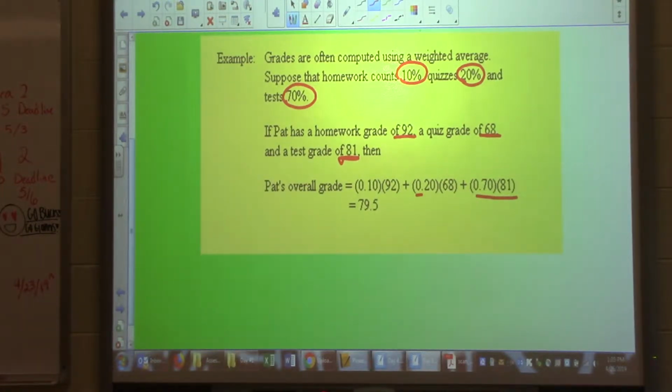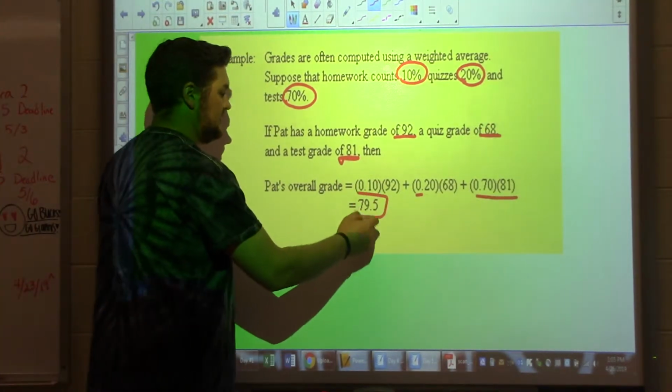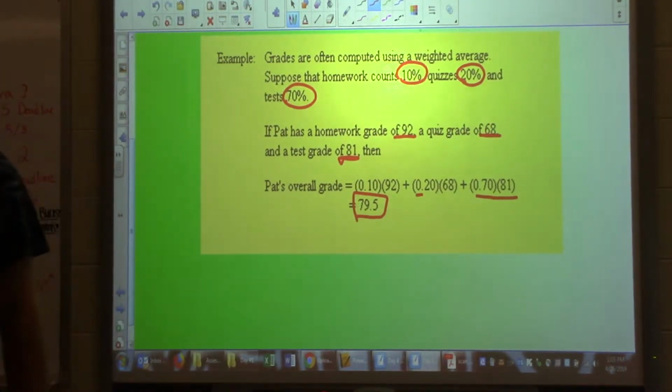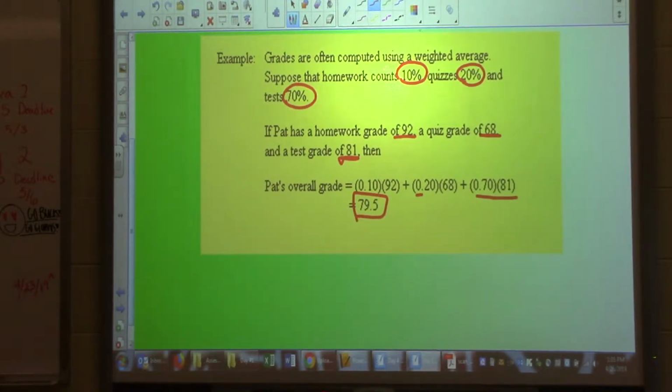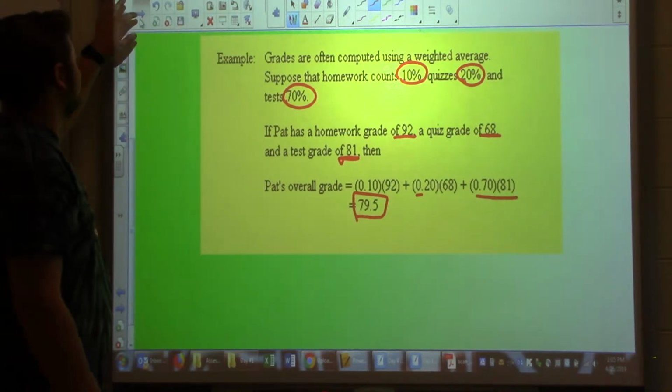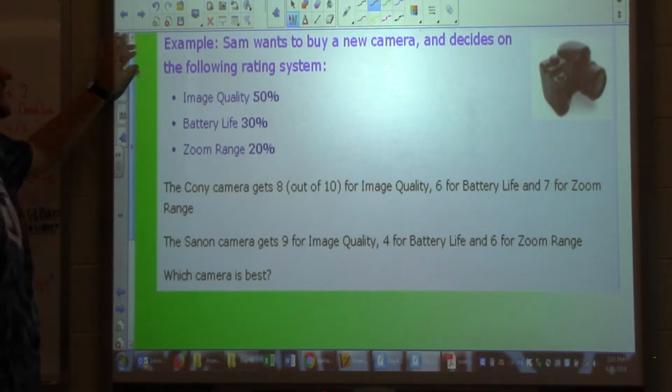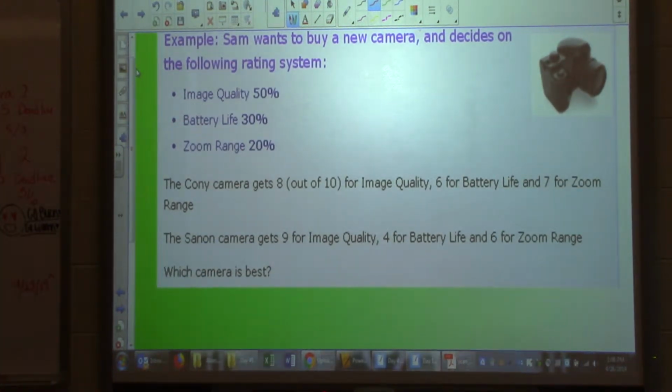Does that make sense? And then when you multiply all that out and add them together, that gives you your weighted average. In this case, the grade would have been 79.5. Sorry, Pat. That's not you. More like Quentin's grade, right, bud? All right. So the first one, like I said, we're going to do cameras. We're going to try and decide which is a better camera using a weighted average.